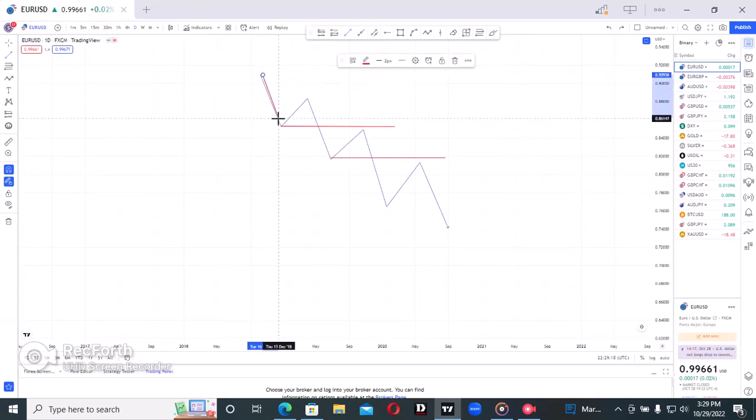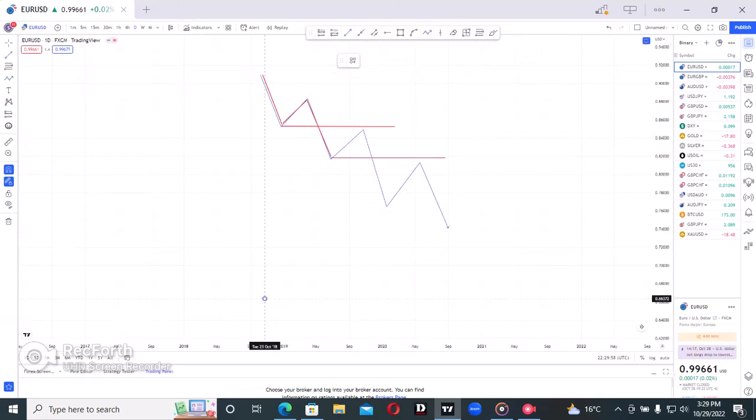So in a downtrend, this line from here to here is going to be our impulsive wave, and then from here to here it's going to be our retracement or a pullback, and then from here to here it's going to be our impulsive wave, pullback, impulsive wave, retracement, you see. So this is the simplest way of identifying the trend.